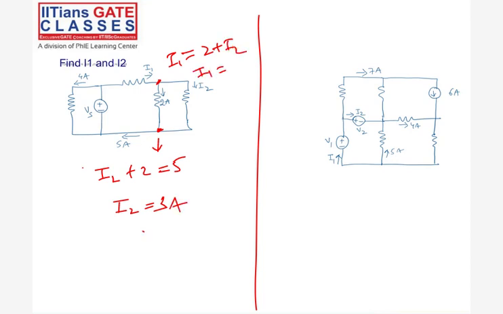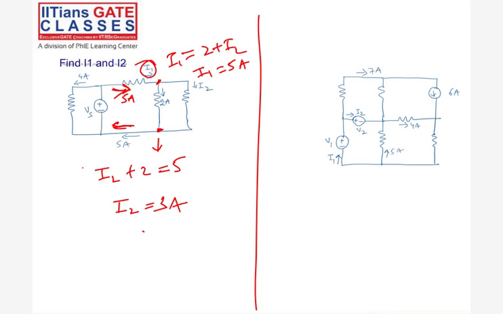Otherwise, you can directly say if the current 5 amps is coming here, the 5 amps should come from this way. You understood this, right? If 5 amps is coming from here, the same current should be coming from the source. That's how you can tell I1 directly as 5 amps. Otherwise, you can use your KCL. Okay, so I want everyone to try this problem and find the currents I1 and I2.